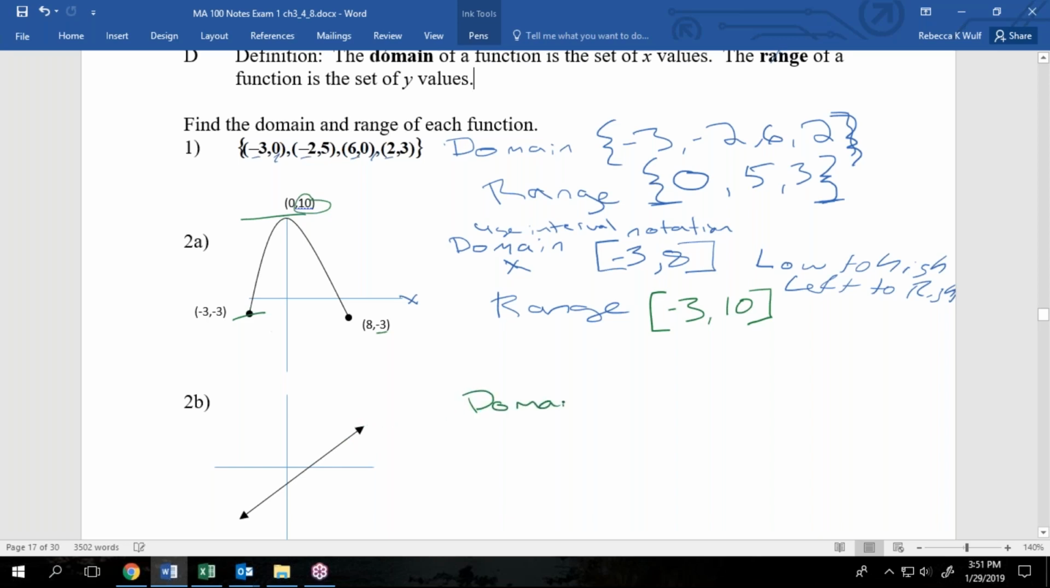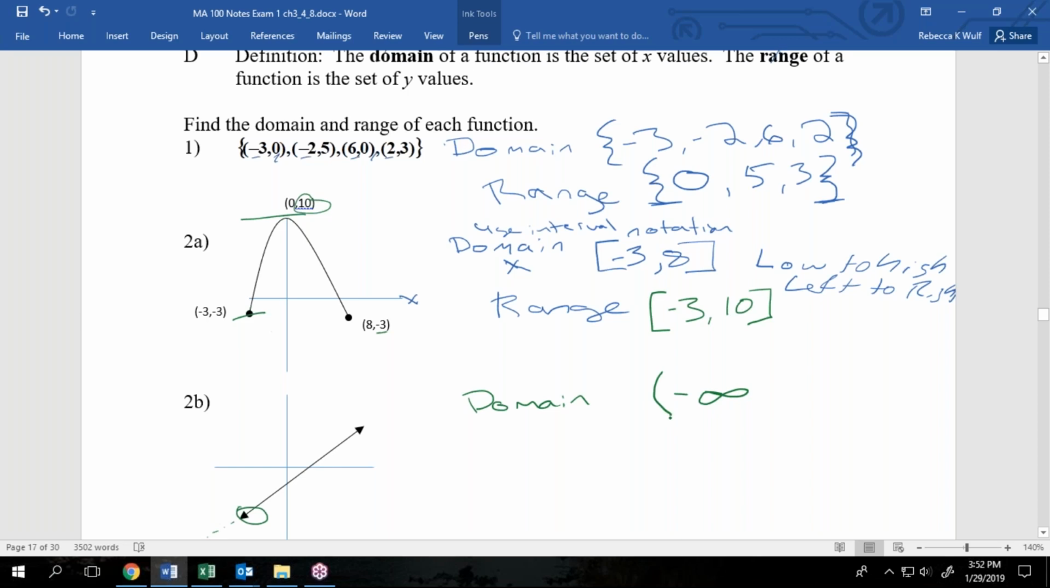Well, my domain, again, is going to be how far left and right my graph goes. Well, the arrows indicate that it keeps going. In fact, it keeps going on forever and ever. And so I need to use infinities here. What's the furthest left this line goes? It goes all the way to -infinity.